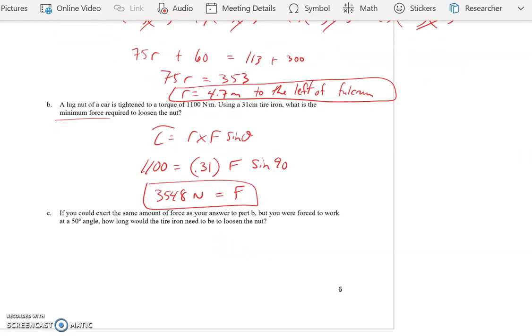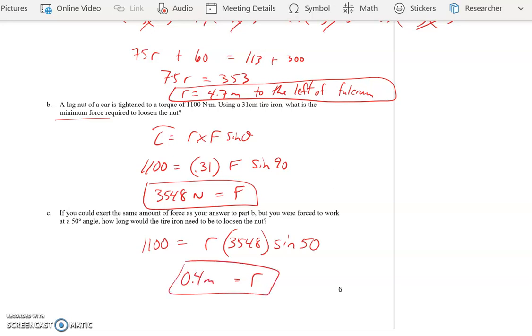Part C, if you could exert the same amount of force as your answer in Part B, but you were forced to work at a 50-degree angle, how long would that iron need to be? So we still have the same torque, you still have the same force, but now you're solving for R. And your angle is not 90 degrees, now it's 50. So solving for R, you get 0.4 meters long. So it'd have to be about 9 centimeters longer.